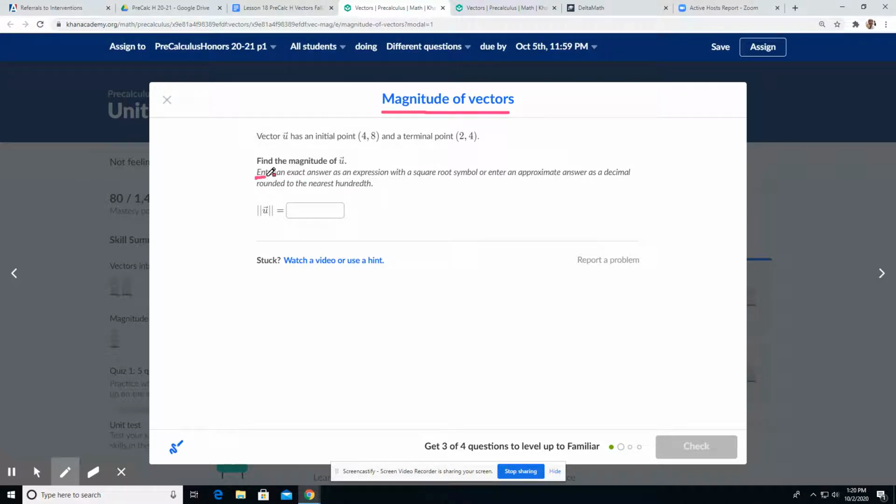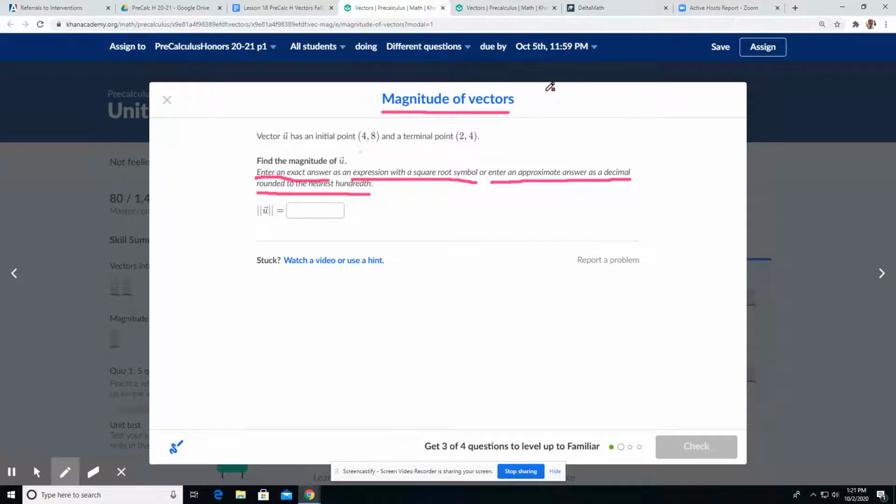So we can enter an exact answer as an expression with square root symbols, or enter the approximate answer as a decimal rounded to the nearest hundredth. Okay, so this is basically distance. So let's remind ourselves what the distance formula is. We're trying to find how long it is, or the distance from this point to that point.